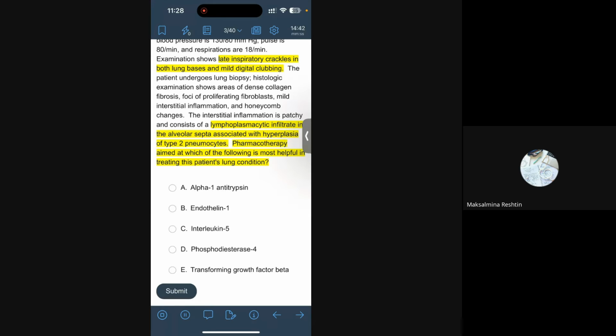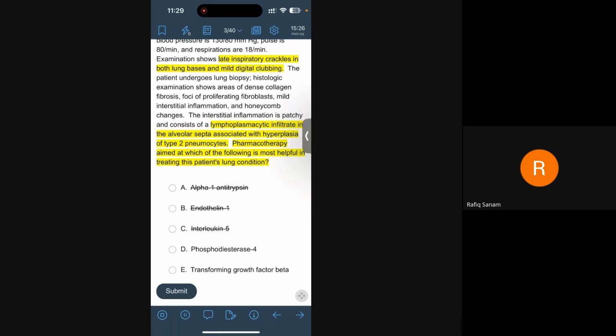Start with alpha-1 antitrypsin. Name the disease in which alpha-1 antitrypsin is involved. Emphysema. The drug we use against endothelin 1 is used in which disease? Pulmonary hypertension. So option B is also not here. Interleukin 5: the antibodies we use against interleukin 5 are omalizumab and reslizumab. These are involved in which disease? Asthma.